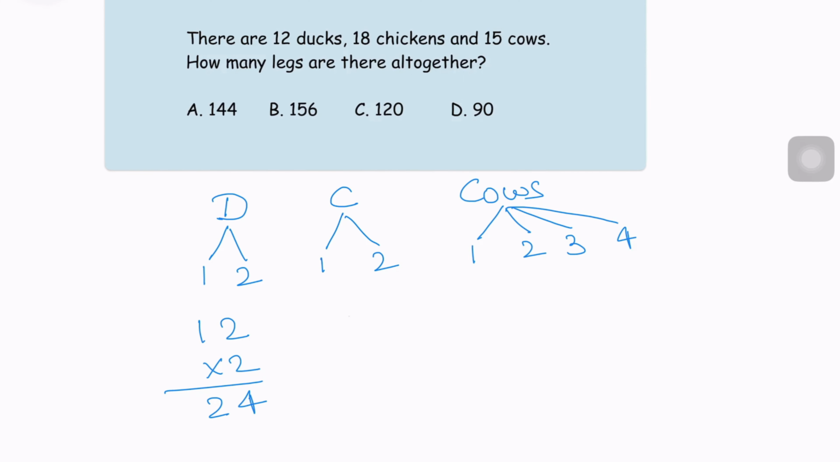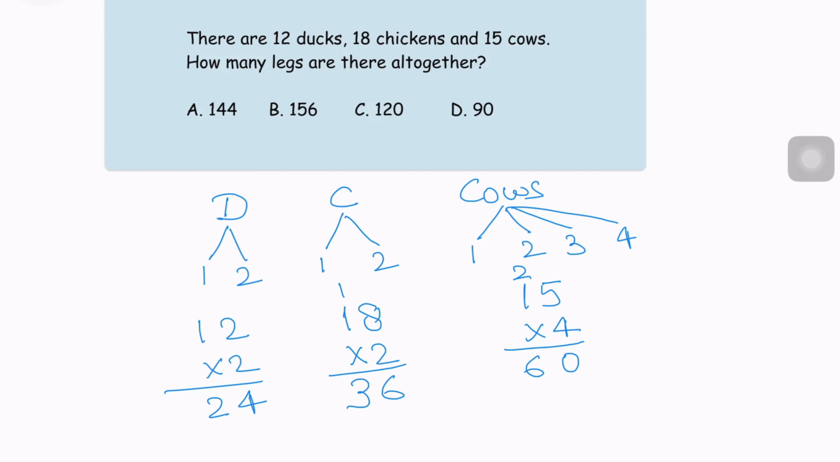Now chickens. There are 18 chickens and one chicken has 2 legs. So 18 chickens will have 18 times 2 legs. 2 eights are 16, one carry forward. 2 ones are 2 plus 1 is 3. 36. Now there are 15 cows. One cow has 4 legs. 15 cows will have 15 times 4. Let's multiply. 4 fives are 20, 2 carry forward. 4 ones are 4 plus 2 is 6. 60.